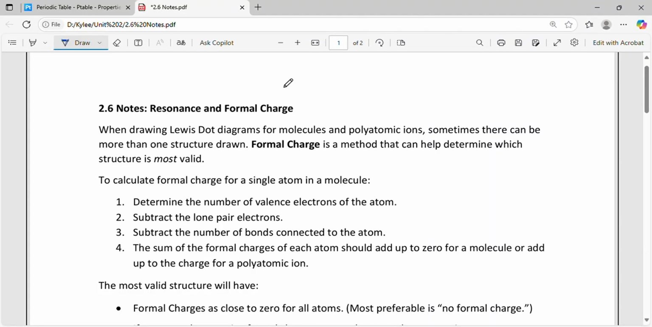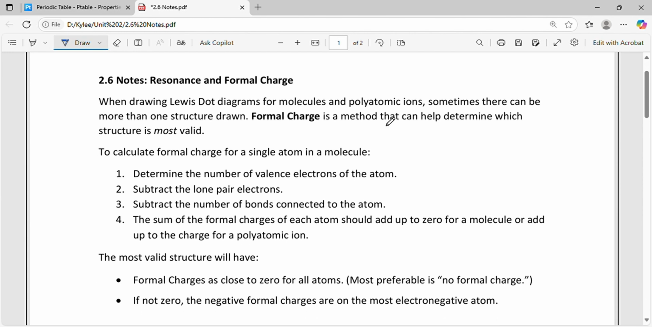This is Miss List, and today we are taking a look at 2.6, which is on resonance and something called formal charge. In 2.5, we talked about how to draw Lewis dot structures, and I made a mention that sometimes more than one structure can be drawn. And I think I used the example of carbon dioxide.